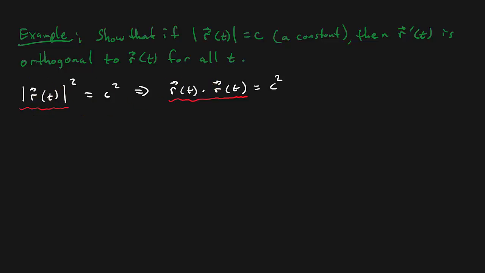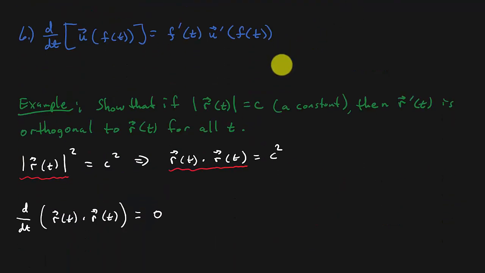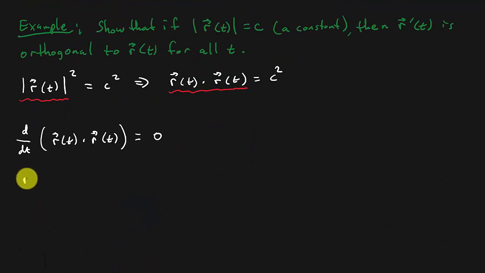All right, so now what we want to do is take the derivative of both sides. So the derivative with respect to t of r of t dot r of t is equal to 0. Okay, so I'm taking the derivative of the left-hand side and the derivative of the right-hand side. Well, c squared is just a constant, so the derivative of a constant is just 0. And so what about the derivative of this right here, r dot r? Well, that's this one right here. See, we're going to use this. All right, so that's going to give me r prime of t dot r of t plus r of t dot r prime of t is equal to 0.